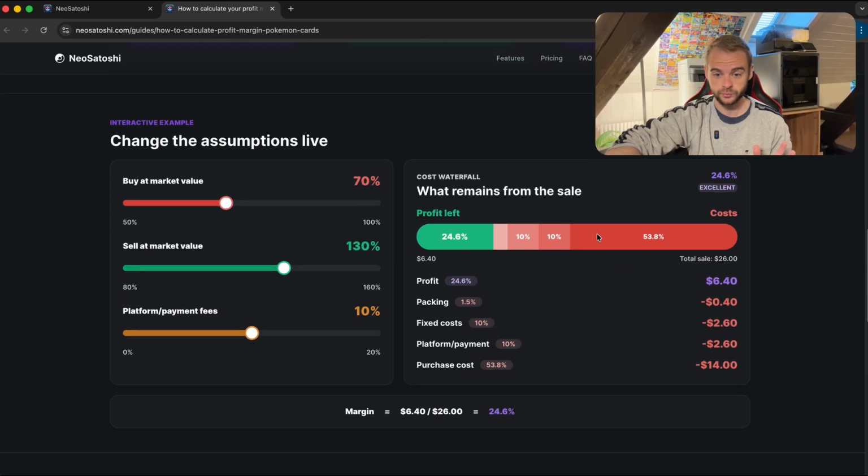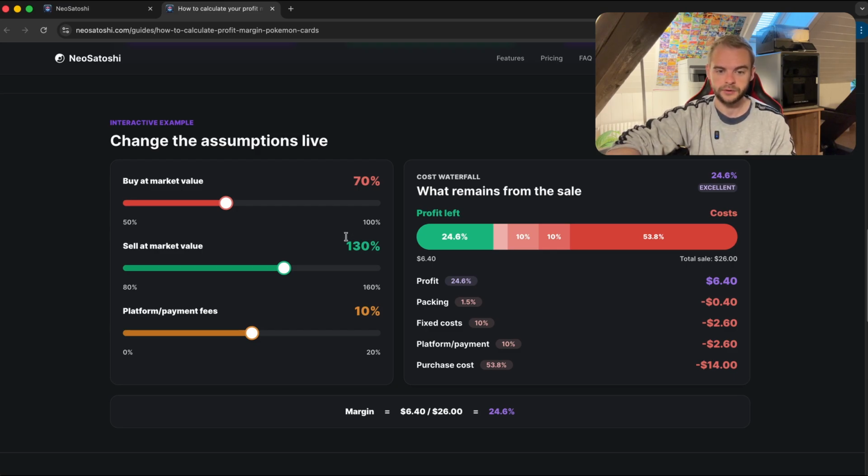I use the numbers which I usually use for my selling business. So in this example, we got a sale for $26. And usually I list my cards at 130%. Later in the video, I show you exactly how I divide it per value of the card. So I do this differently per card value. But let's just assume 130%.